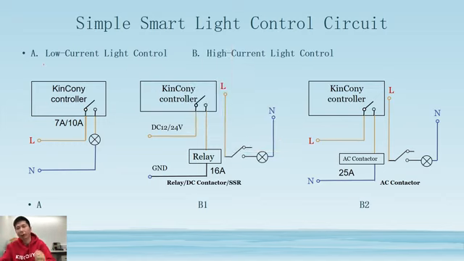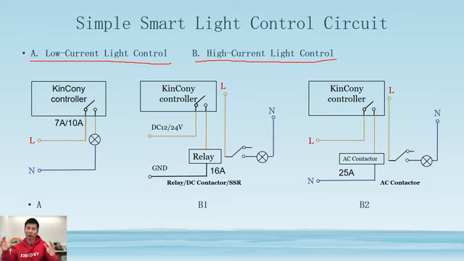I have listed two solutions. This is A, a low current light control, so you have a very small lamp. And this one you can see is a high current light control. Maybe you have a big lamp, and also you can control many different lamps together, so that will have a high current.